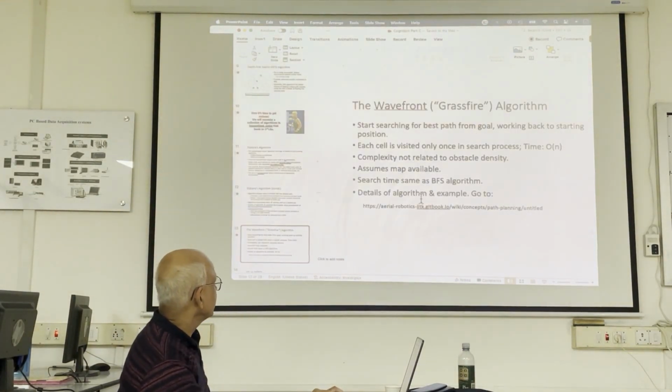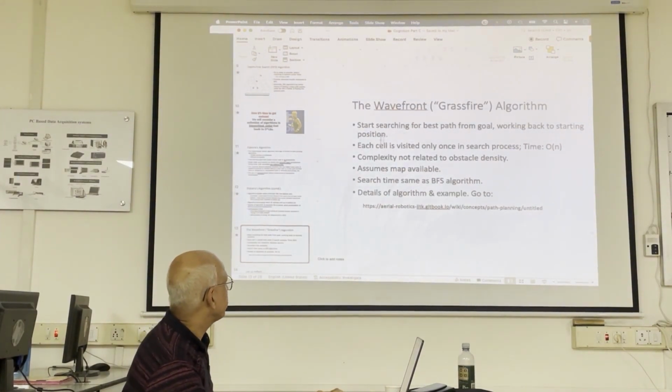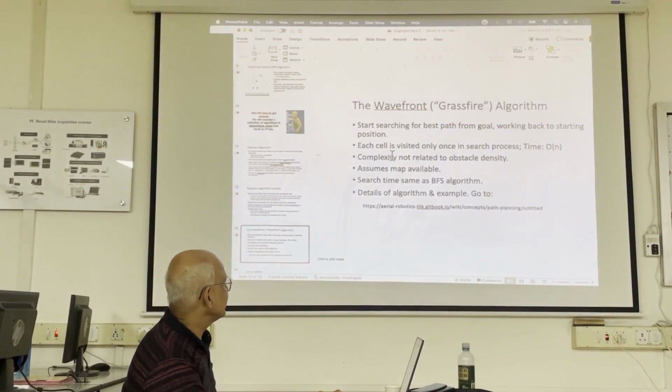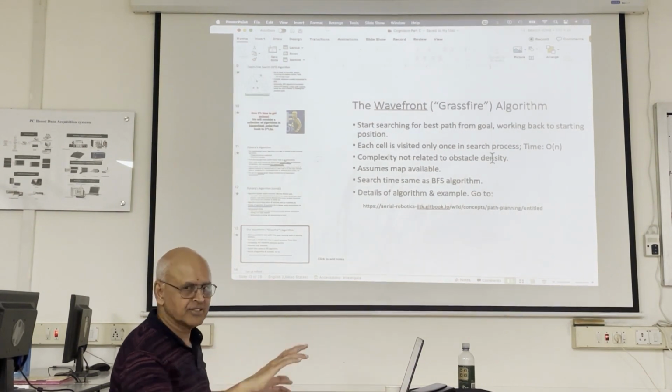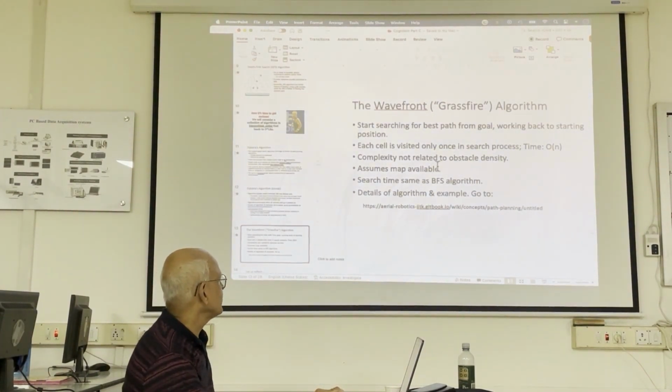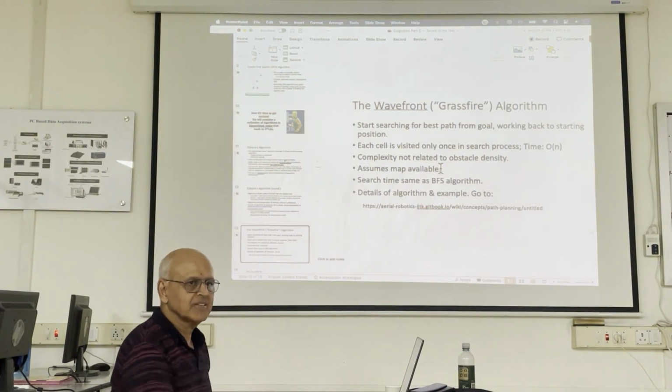So this is it. There's an excellent example here. Start searching for the best path from the goal, working back to the starting position. Each cell is visited only once. That's why it's order of n. And the complexity is not related to the obstacle density. The complexity of the algorithm will not change no matter how cluttered or empty the space is. It assumes the map is available. So, on Monday we'll look at A star.